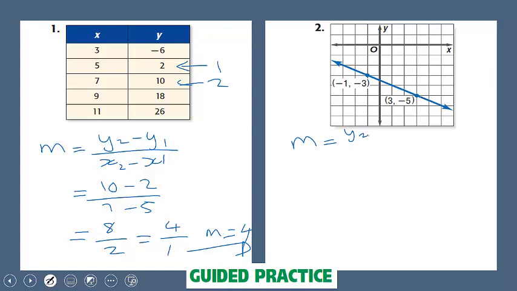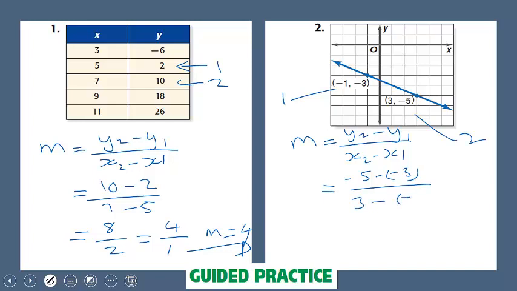Question 2. m equals y2 minus y1 over x2 minus x1. Here I've got 2 points, so I'm going to make this point 1 and this one point 2. So m equals minus 5 minus minus 3 over 3 minus minus 1. Now I know that minus and minus is plus, and minus and minus is plus. So this is equal to minus 5 plus 3 over 3 plus 1. That is minus 2 over 4, which is equal to minus 1 over 2. That's your m value.